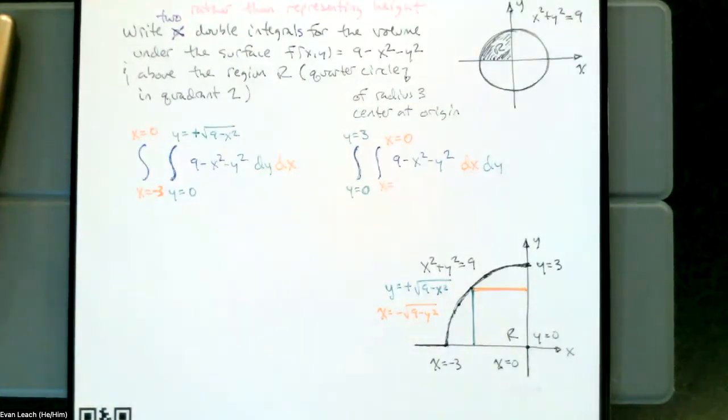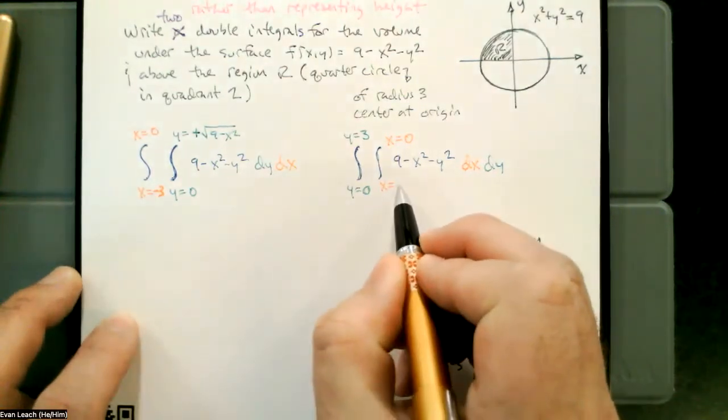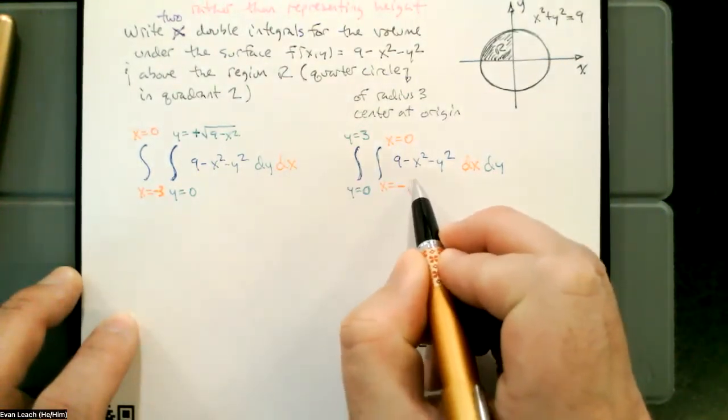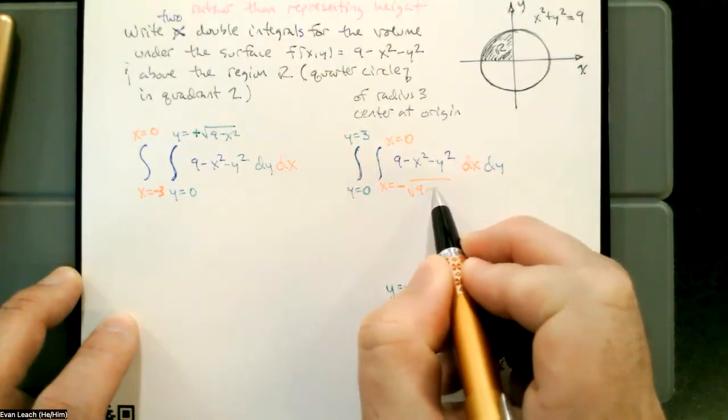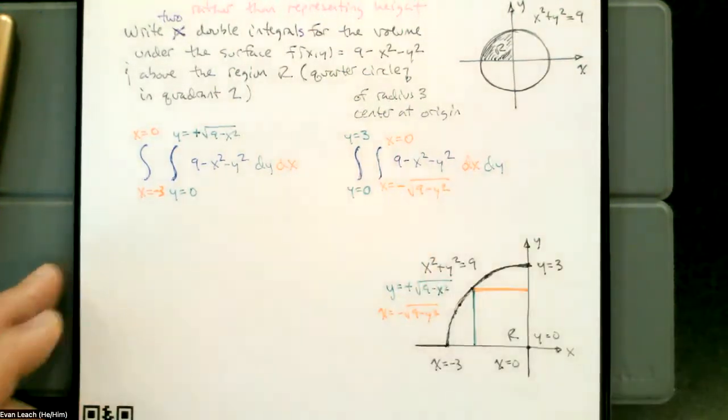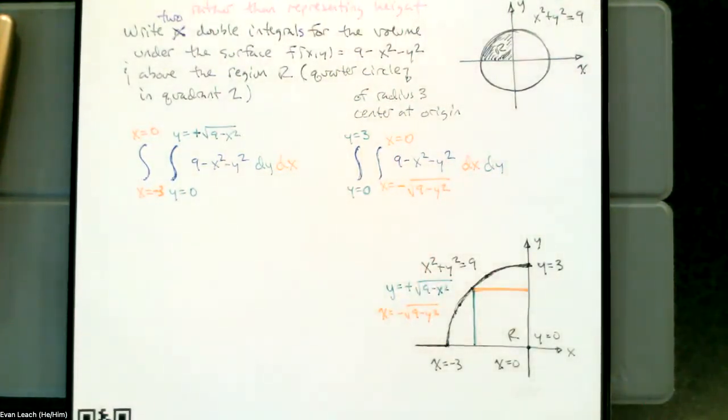In this case, when we solve for x as a function of y, we want the left part of the circle. So we'll have the negative square root of 9 minus y squared. X is negative in the second quadrant, so I want the negative square root. Bottom to top, left to right, or the other way around. Left to right, bottom to top.